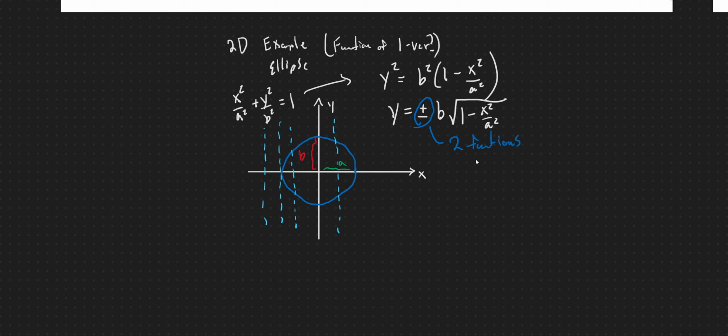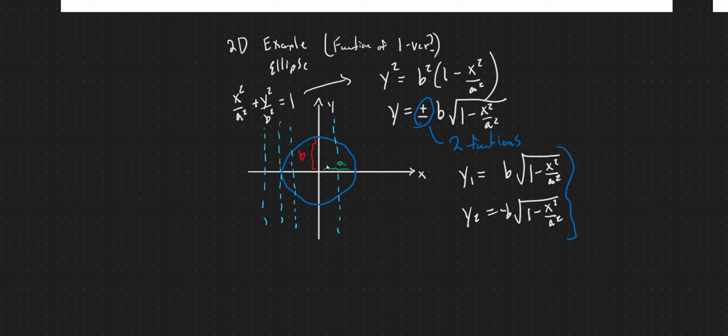And when we combine them, so we get, let's say, y1 equals b times the square root of 1 minus x squared over a squared. And then let's say y2 is minus b times the square root of 1 minus x squared over a squared. So if we put both of these functions together, we get the graph of a circle. If we graph both of these functions, we end up with the full curve, but the curve itself is not the function of a single variable. It's not a single function.